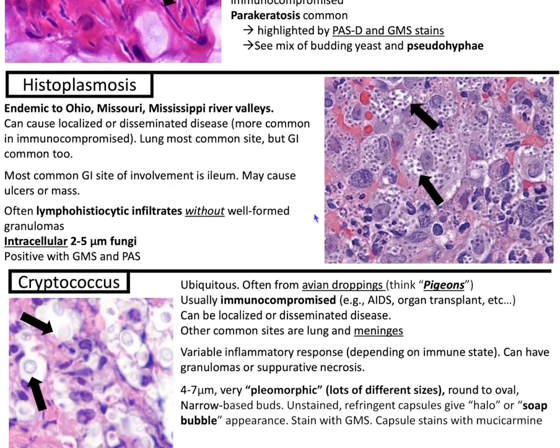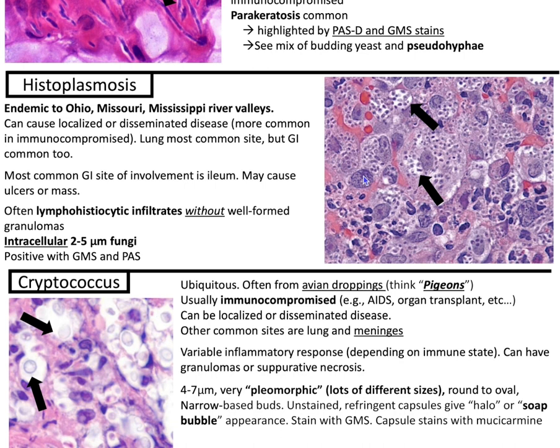Histoplasmosis, this is endemic to Ohio, Missouri, and Mississippi River valleys. It can cause localized or disseminated disease. It's more common in immunocompromised folks. The lung is the most common site, but GI is common too. And in the GI, the most common site is the ileum, and it can present with ulcers or mass.